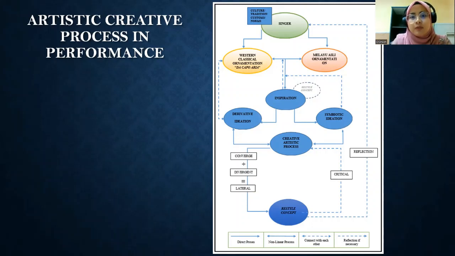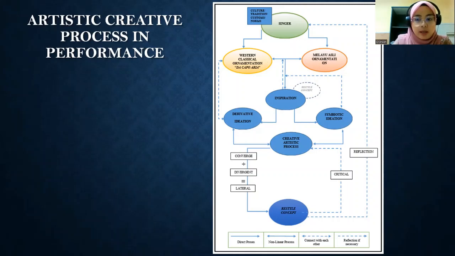And this will divide into two, which is me. The singer is me. So we'll divide it into two because of my previous education and also environment. So I have two, which is Western classical ornamentation. This is where the Da Capo Aria part comes.